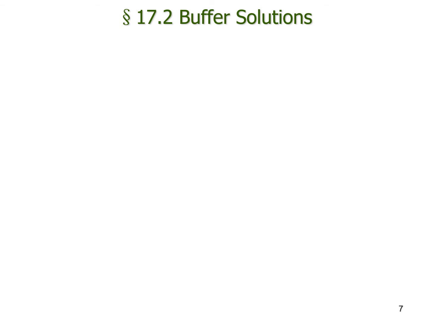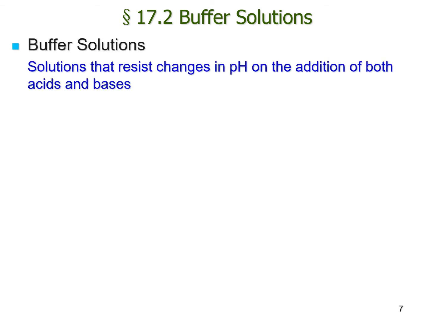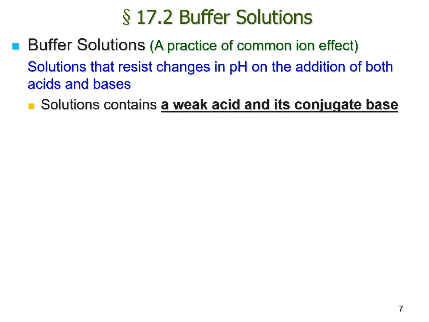All right, now, one of the direct applications for the common ion effect is the buffer solution. A buffer solution is a solution that resists the change in pH on addition of both acids and bases. Well, this seems a little bit too much for us to understand, so let's put this definition of buffer solution this way. A buffer solution is a solution that contains a weak acid and its conjugate base. Since we see the pair of conjugates, the buffer solution actually is the practice of common ion effect.